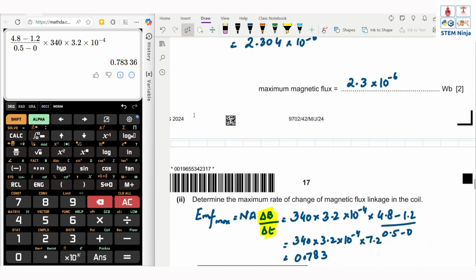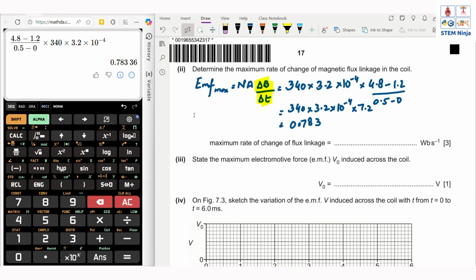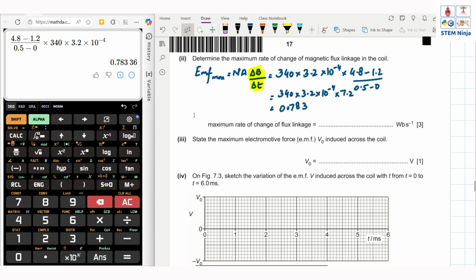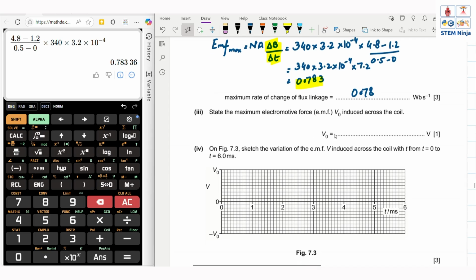So although the marking scheme has given 0.2 as the correct answer, for the following parts, they have already clearly stated that we will be using the value that we find over here. So it doesn't matter if your answer didn't come out to be 0.82. State the maximum electromotive force. Basically, this is the potential difference or EMF induced.